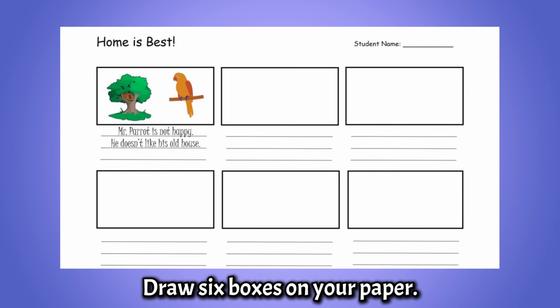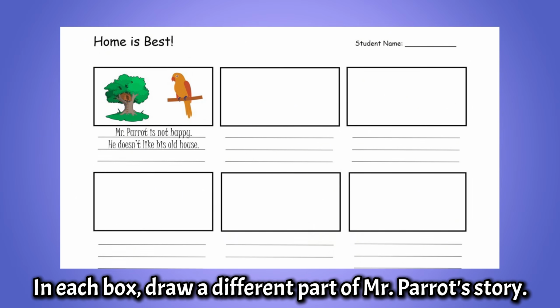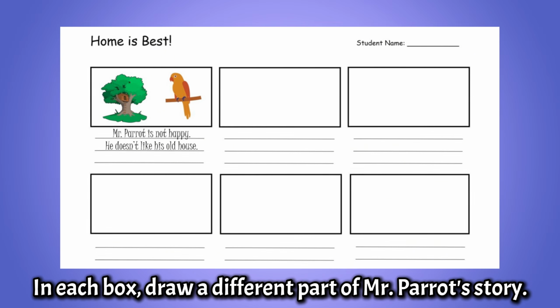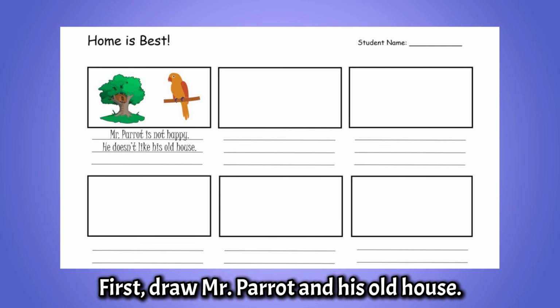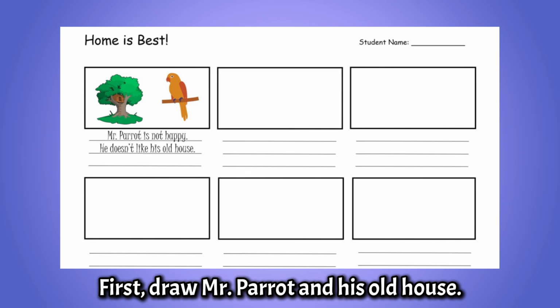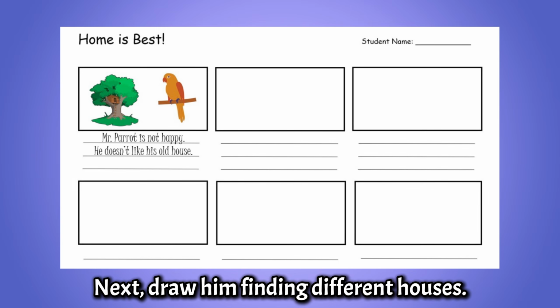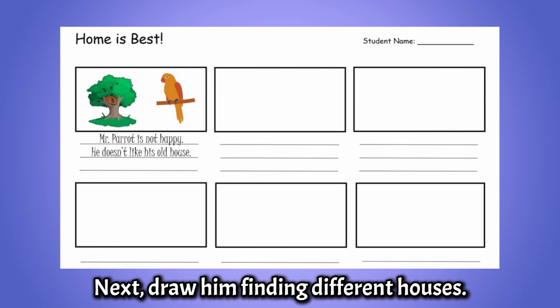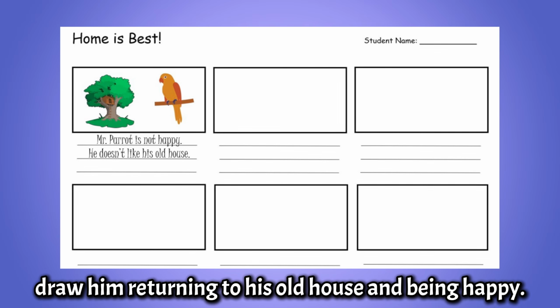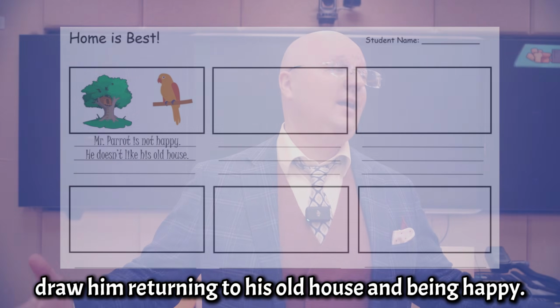Draw 6 boxes on your paper. In each box, draw a different part of Mr. Parrot's story. First, draw Mr. Parrot and his old house. Then, draw him leaving his old house. Next, draw him finding different houses. Finally, draw him returning to his old house and being happy.